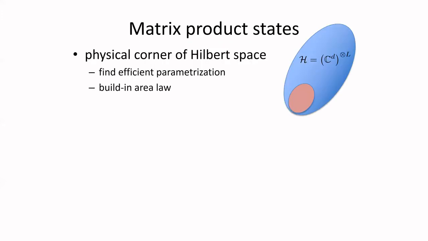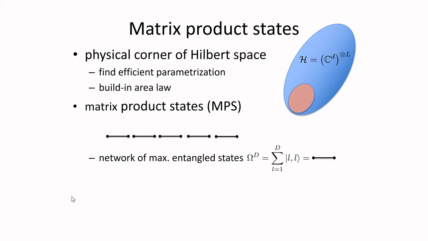So our idea is now to somehow single out this physical corner of Hilbert space, and find an efficient parameterization of the states that are contained in it, which have this area law built in. An example of a class of states that satisfy this are matrix product states. This is a class of states that arises in the following way. We take maximally entangled states of some fixed dimension D, and we place them in our one-dimensional system such that each maximally entangled state is shared between neighboring lattice sites in our one-dimensional lattice.